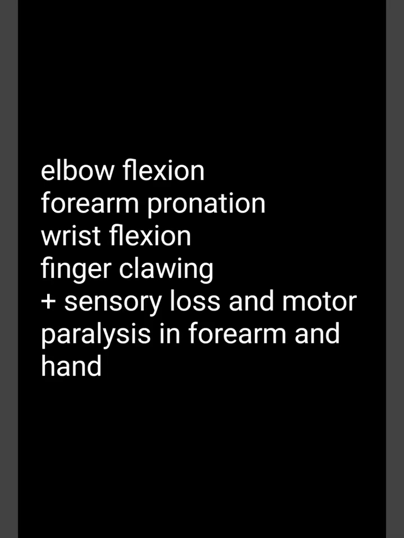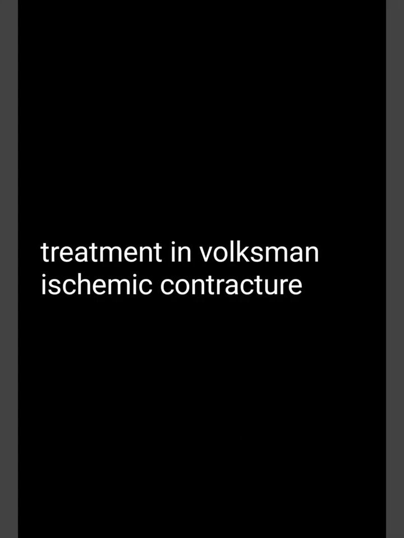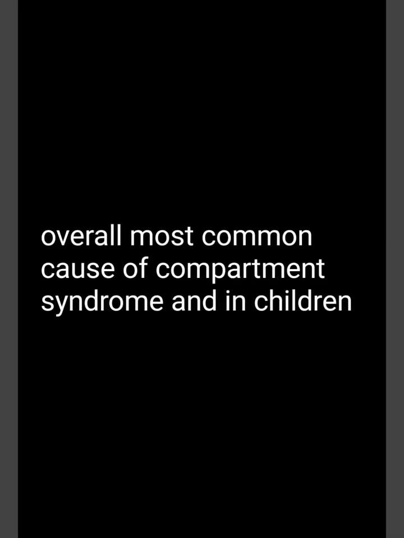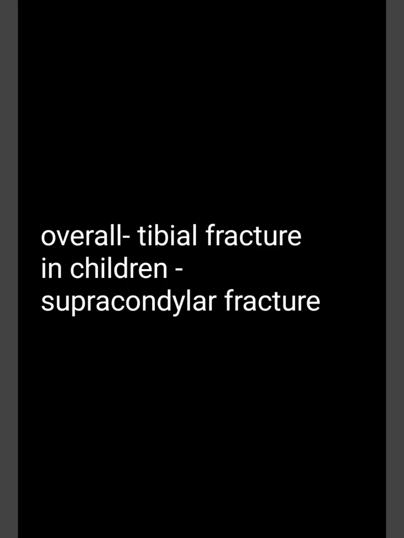Deformity in Volkmann ischemic contracture: elbow flexion, forearm pronation, wrist flexion, finger clawing, plus sensory loss and motor paralysis in forearm and hand. Treatment in Volkmann ischemic contracture: mild, turnbuckle splint; moderate, Max Page; severe, bone shortening. Overall most common cause of compartment syndrome and in children: overall, tibial fracture; in children, supracondylar fracture.